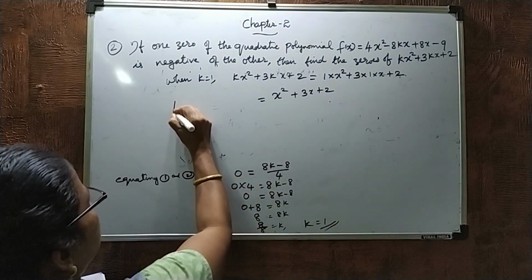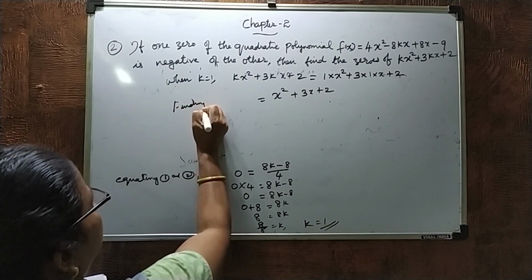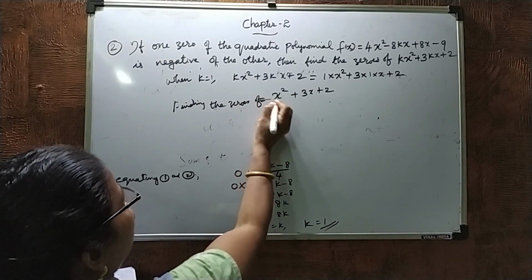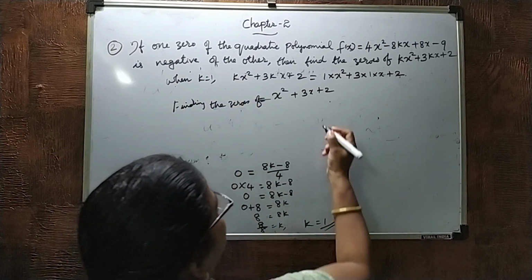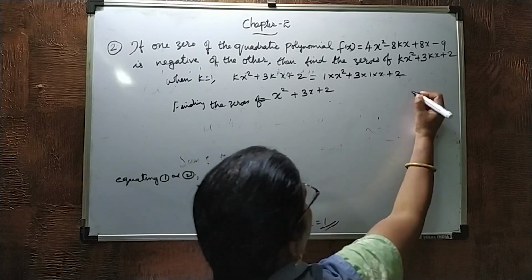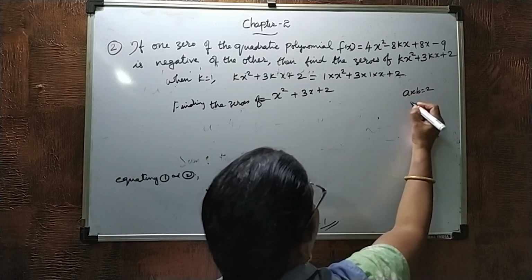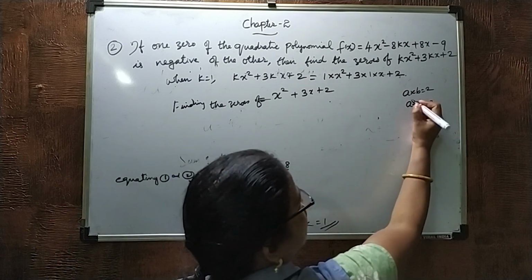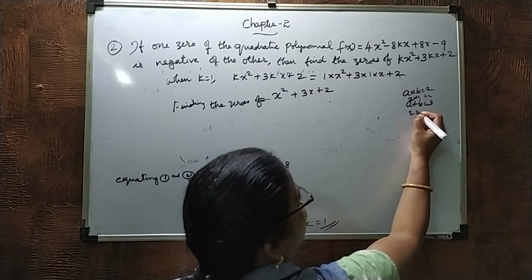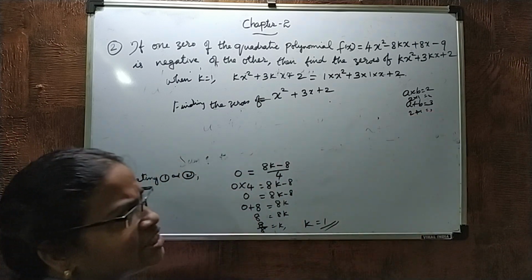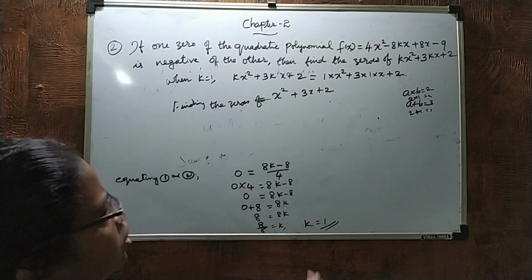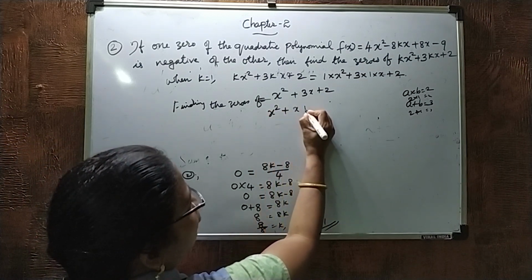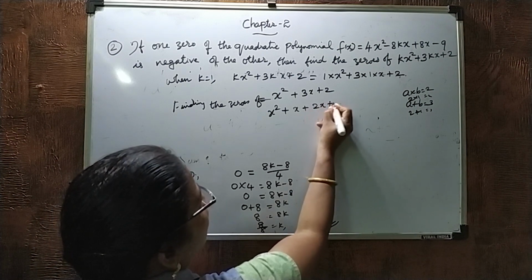So finding the zeros of x square plus 3x plus 2. It is a into b is equal to 2, a plus b is equal to 3. Which numbers do you have to take? 2 and 1: 2 into 1 is 2, and 2 plus 1 is equal to 3. That means a is equal to 2, b is equal to 1. So apply here: x square plus x plus 2x plus 2.